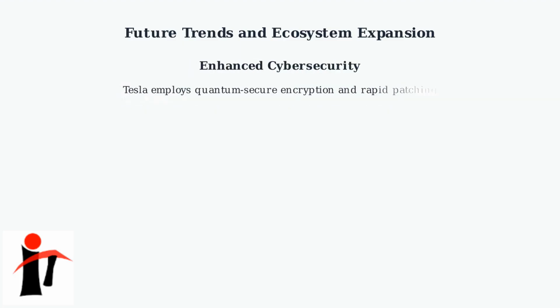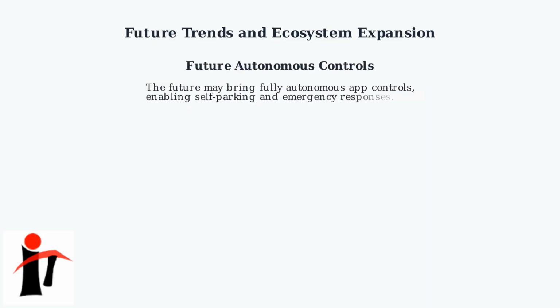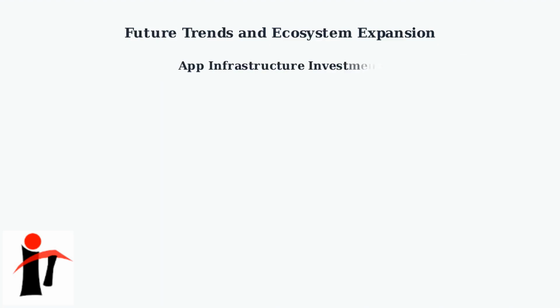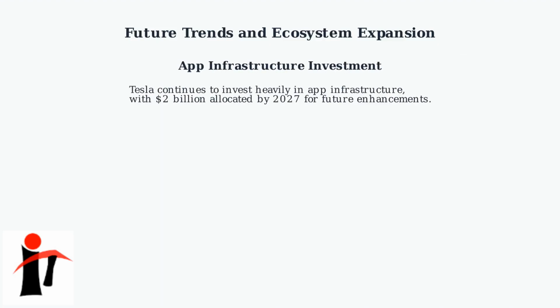Enhanced cybersecurity features include quantum secure encryption and quick patching to address emerging cyber threats. Looking ahead, fully autonomous app controls could allow self-parking and automated emergency responses. Tesla is investing $2 billion in app infrastructure by 2027 to support ongoing advancements and user needs.